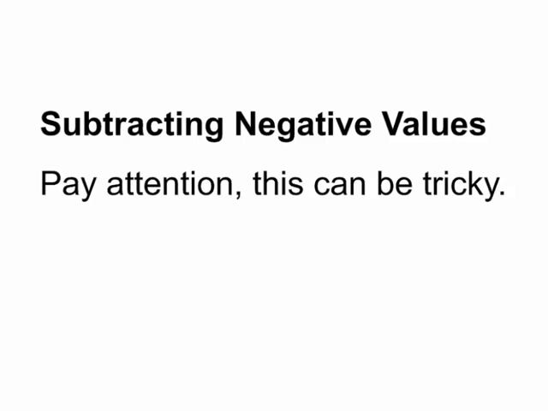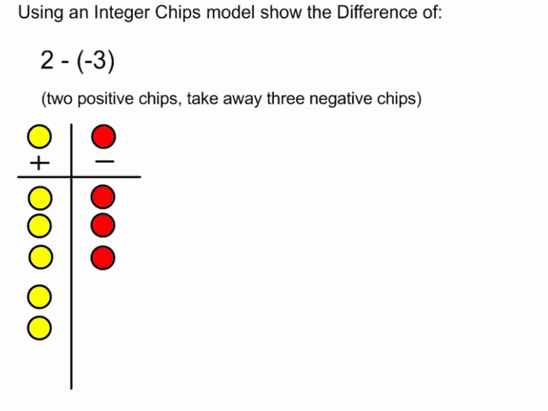Subtracting negative values, please pay attention. This is a bit of a tricky section, and it does cause lots of people grief. If we pay attention, though, we could probably get this pretty quickly. So again, I'm going to start with an integer chip model, and I want to show 2 minus -3, so 2 positive chips take away 3 negative chips. You can see I'm starting with 2 positives down here, unbalanced on the left-hand side of the table, and I am going to take away or remove these 3 negatives.